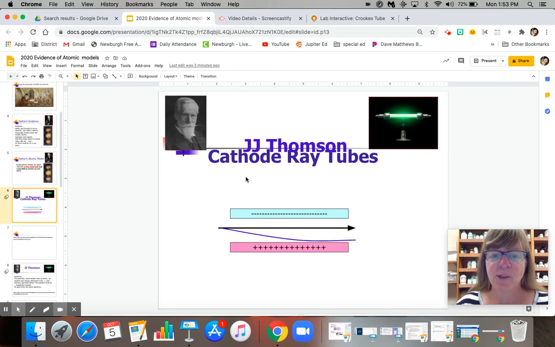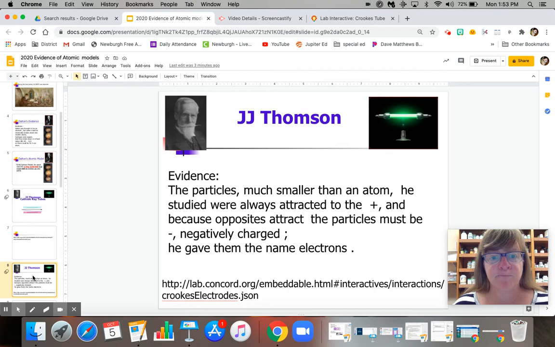So this was his cathode ray tube discovery, and this led to evidence. All right, the particles he found were much smaller than an atom. He studied them, and they were always attracted to the positive, and because opposites attract, they must be negatively charged. And he gave them the name electrons. So the first subatomic particle was found, the electron.